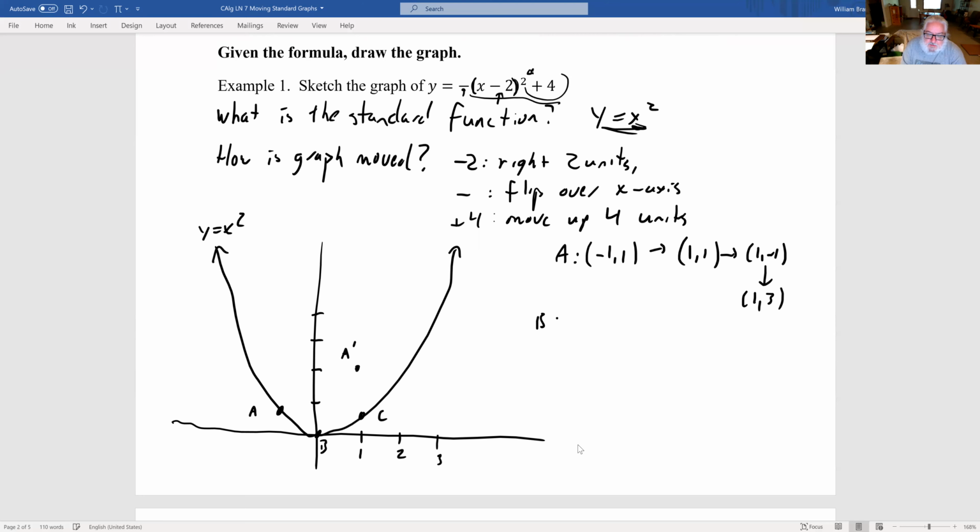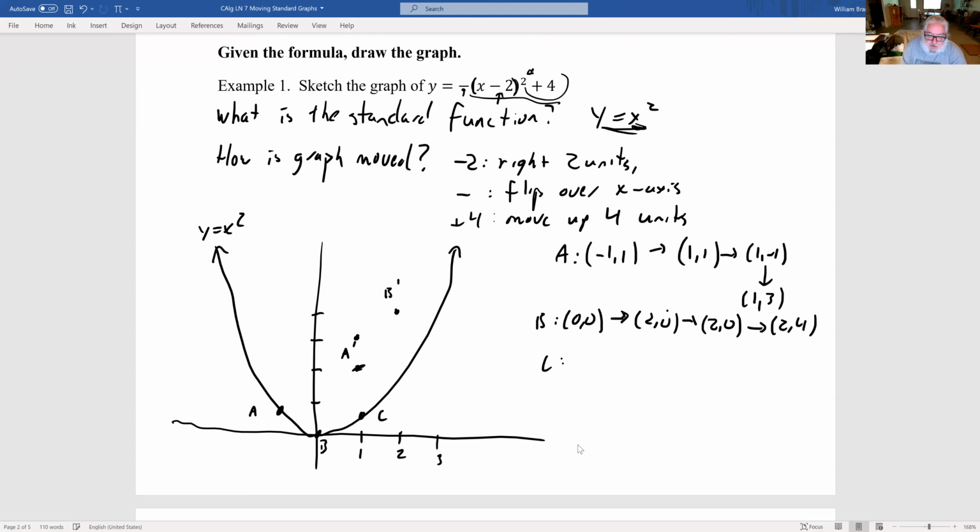What about B? B is 0, 0. Move it right 2 units means it moves to 2, 0. Flipping over the x-axis means multiply the y coordinate by -1, but multiplying 0 by -1 just gives you 0, and then you move up 4 units. So B is going to end up at 2, 4, which is up 1, 2, shoot, that's wrong. A prime should be up here, and then B prime is up here.